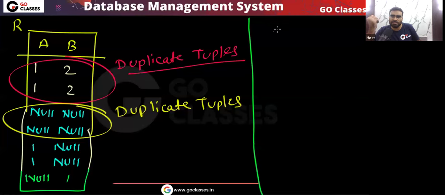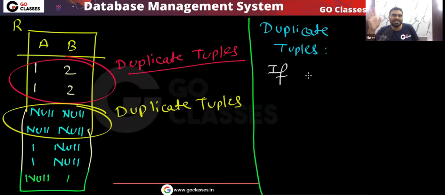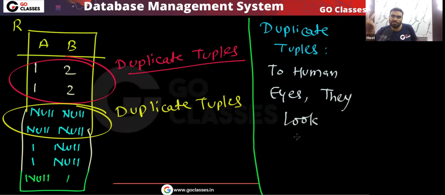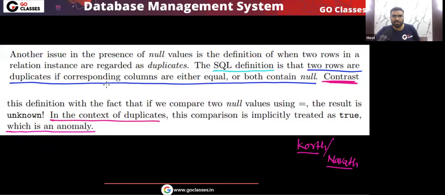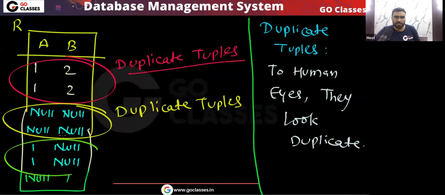Okay, you can do like this. Duplicate tuples means if they are looking duplicate to human eyes, without thinking too much. Is this clear? This is a trick you can take: to human eyes, they look duplicate. Okay, the definition is very simple. The corresponding columns must be equal or they must contain null. So remember, these are duplicate tuples. Similarly, these two are duplicate tuples.